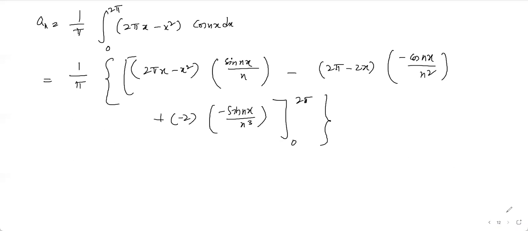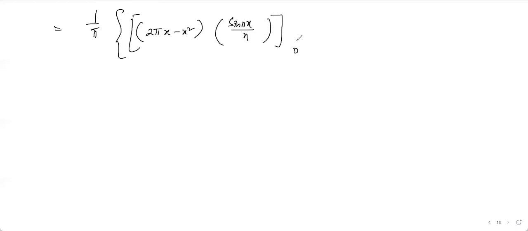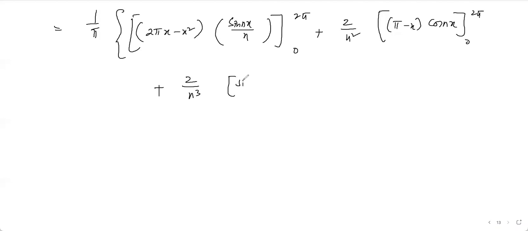Now let us apply the limits. Now this is 1 by pi, two pi x minus x squared, sine nx by n, 0 to 2 pi, plus 2 by n squared, pi minus x, cos nx, 0 to 2 pi, plus 2 by n cube, sine nx, 0 to 2 pi.